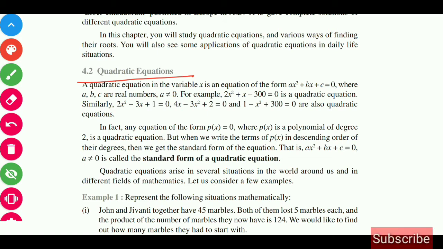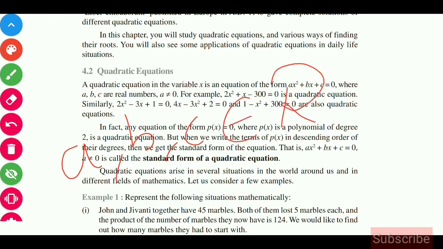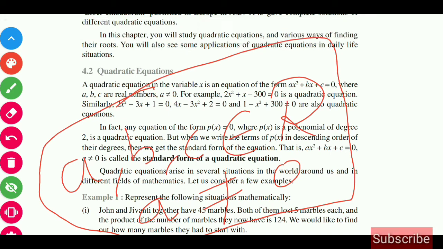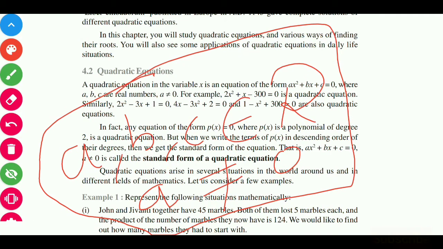A quadratic equation in the variable x is an equation of the form ax square plus bx plus c equals 0, where a, b, c belong to real numbers. Also, a is not equal to 0. Apart from the standard form of the quadratic equation, if this condition is not satisfied, we can't say that the equation is a quadratic equation.